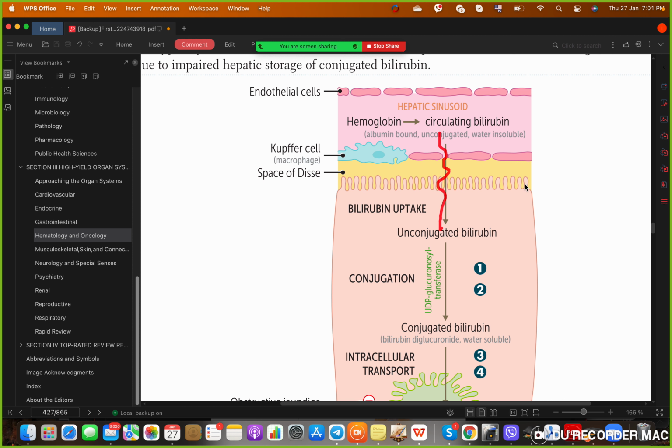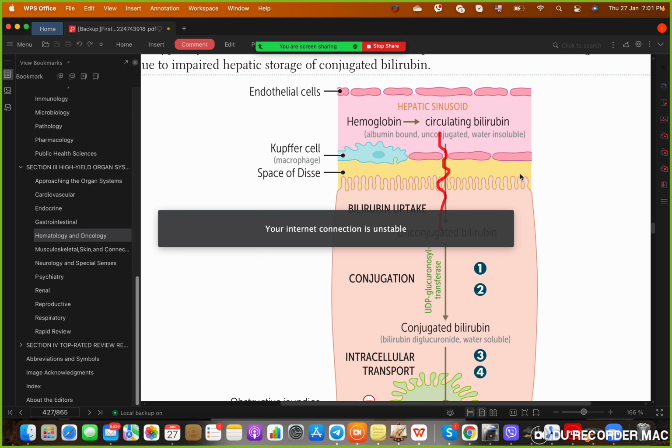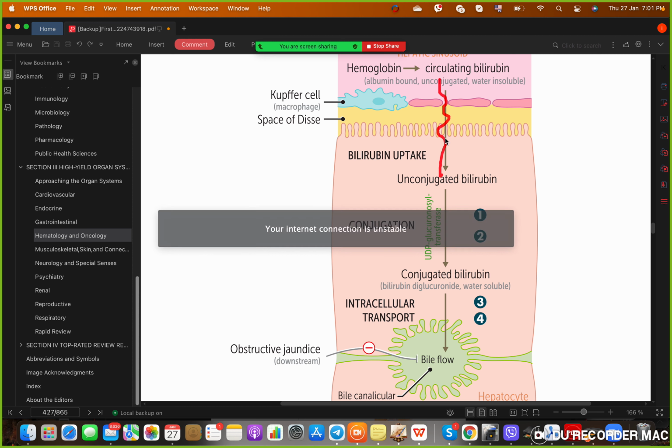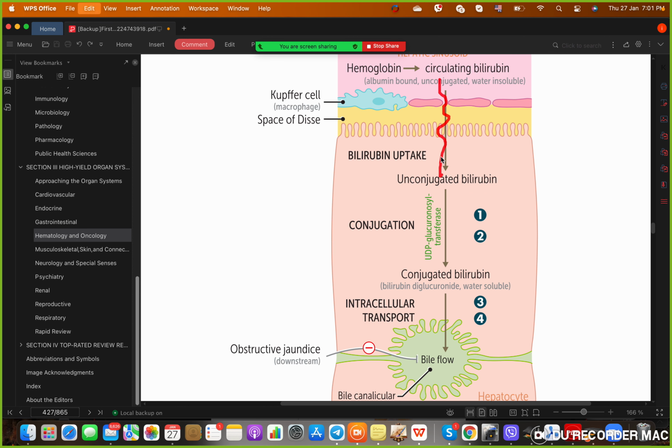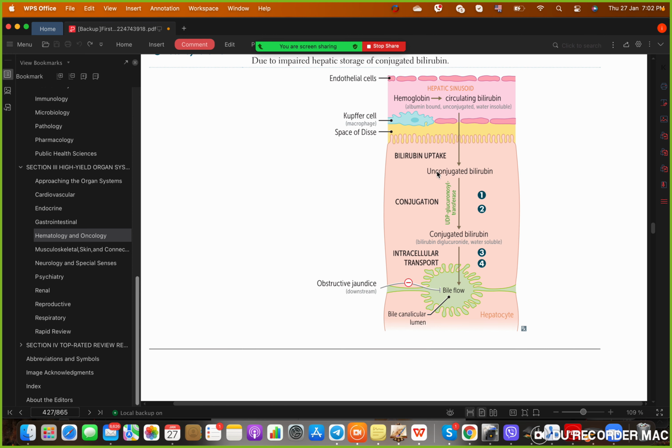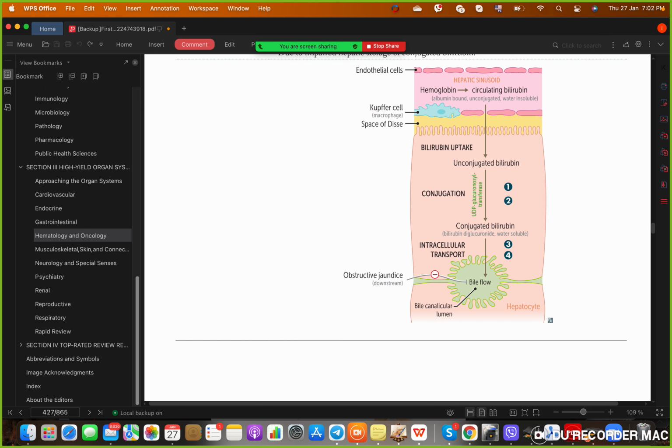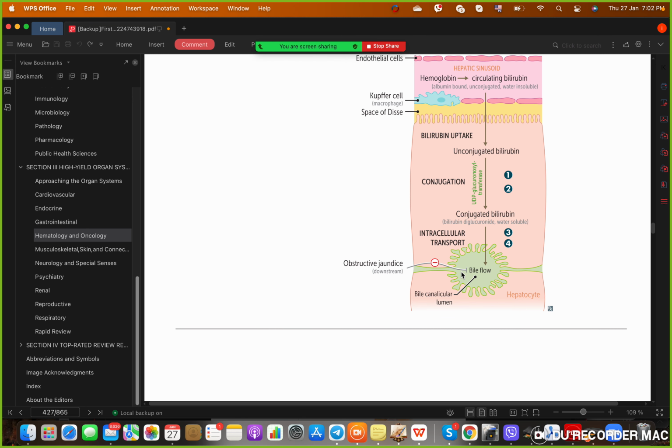Kupffer cells, the macrophages of the liver, you remember these guys, and here we will pass the space of Disse where the stellate cells used to sit, and then we will have bilirubin uptake by the hepatocytes as an unconjugated bilirubin. Then the UDP-glucuronosyltransferase is working, making it conjugated bilirubin. Remember, two diseases were here, Gilbert syndrome and Crigler-Najjar. When you get a conjugated bilirubin, now you have to excrete it outside of the liver using the bile flow. So in Dubin-Johnson and Rotor, that was the problem, the excretion outside of the liver.